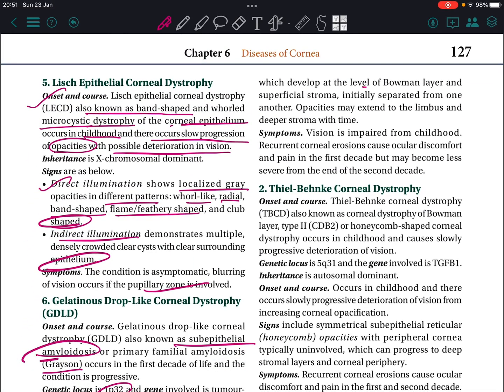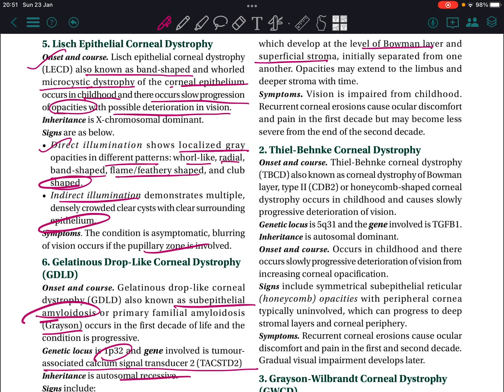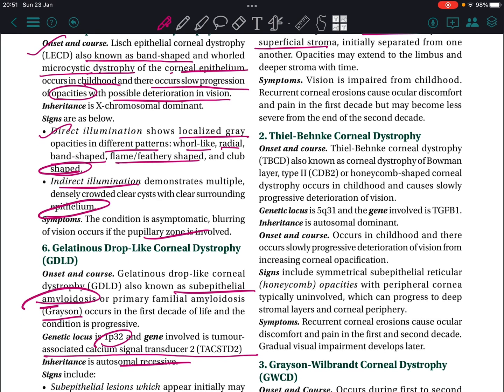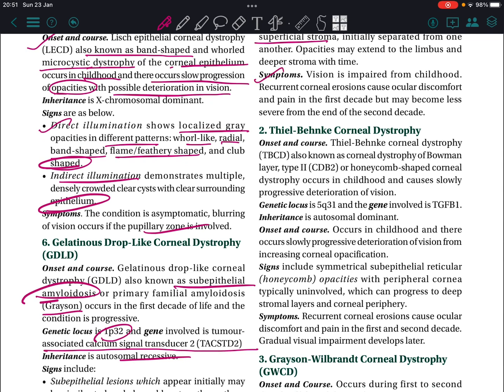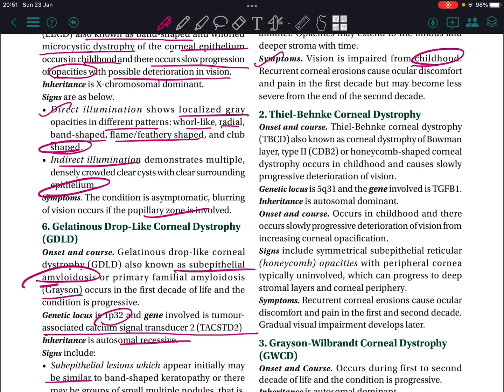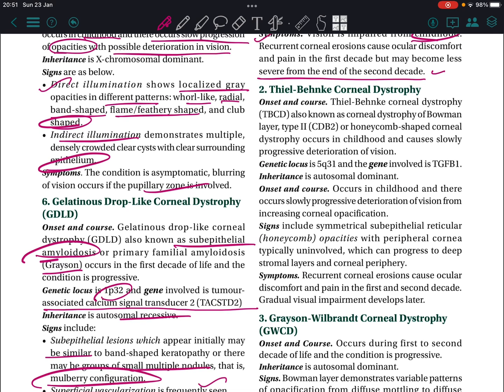Developed at the level of Bowman layer and superficial stroma, initially separated from one another. Opacities may extend to the limbus and deep stroma with time. Symptoms: vision is impaired from childhood. Recurrent corneal erosions cause ocular discomfort and pain in the first decade but may become less severe from the end of the second decade.